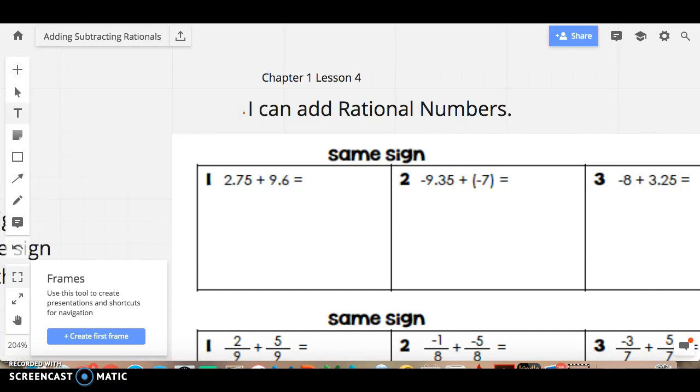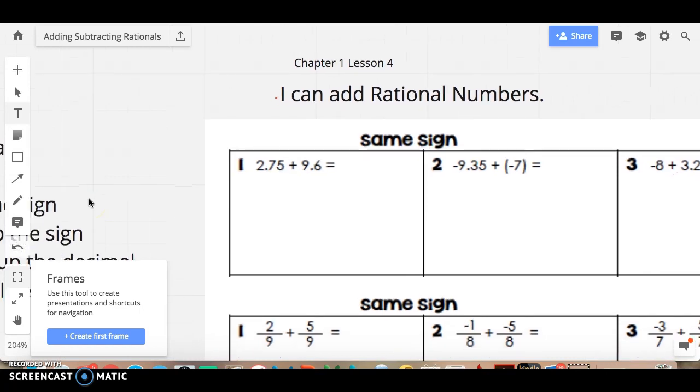And today we get to talk about adding rational numbers. Remember, rational numbers are all numbers that can be written as a fraction with integer numerators and denominators. That includes terminating decimals. So let's get to it.